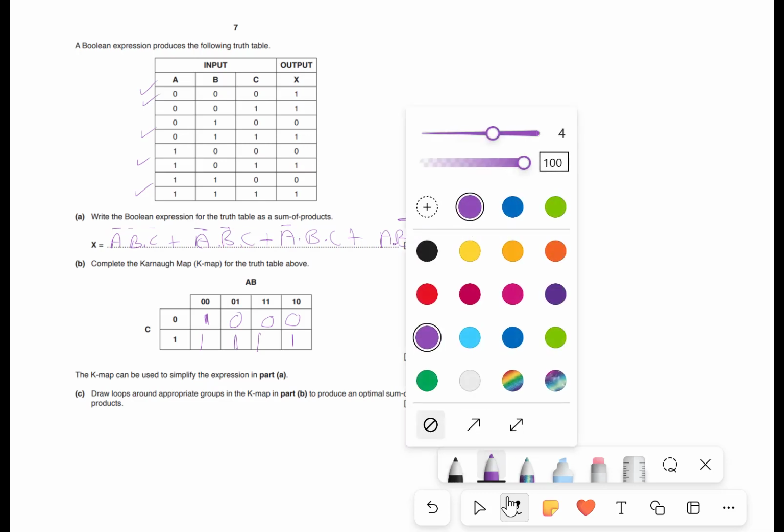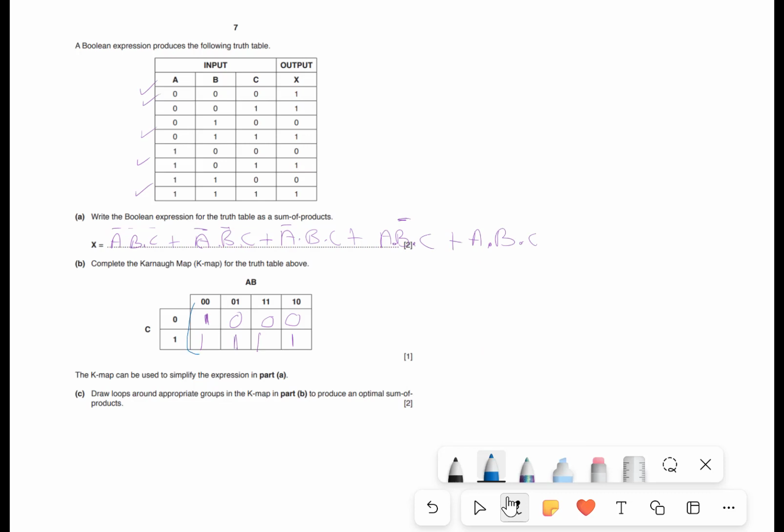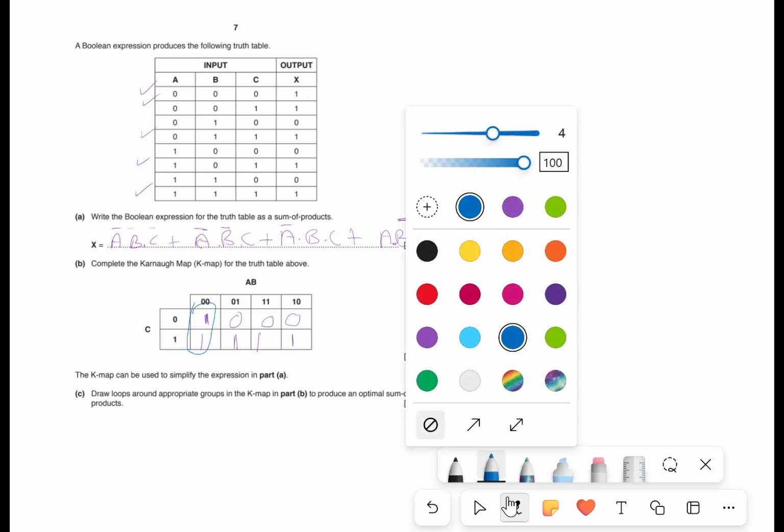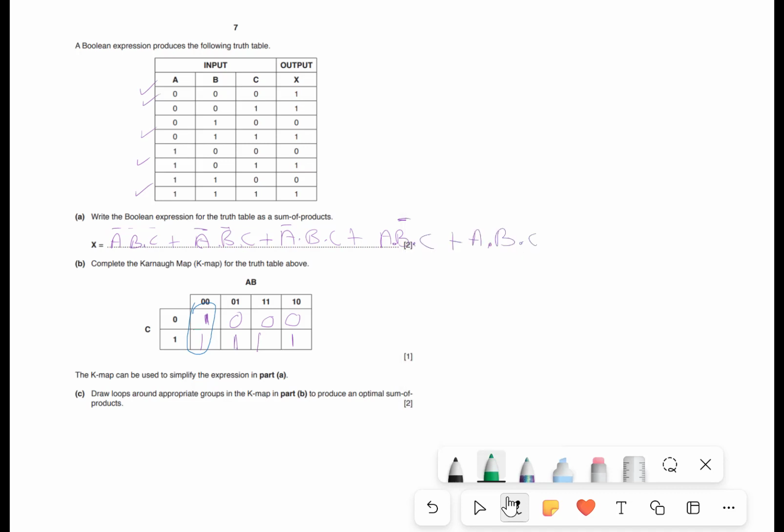Okay, let's now draw our groups. We've got a pair here, and we've also got a group down here. So 2 groups, 1 of 4, 1 of 2.